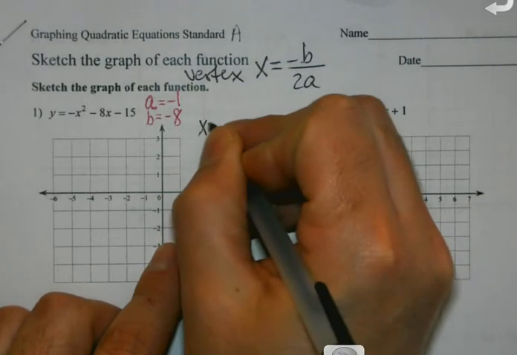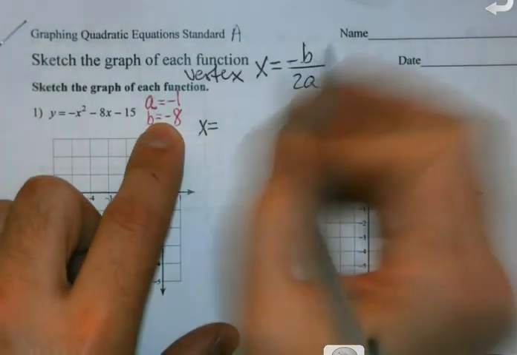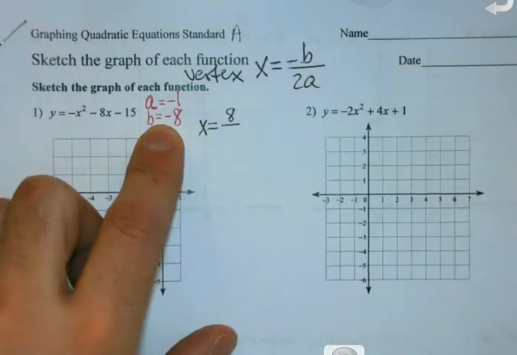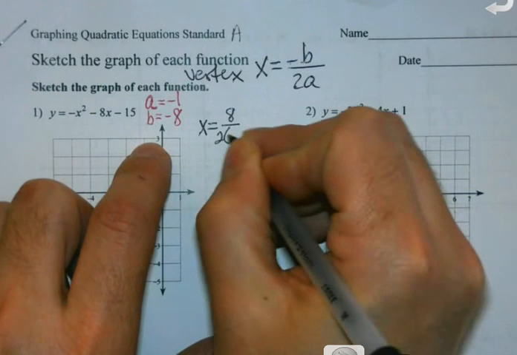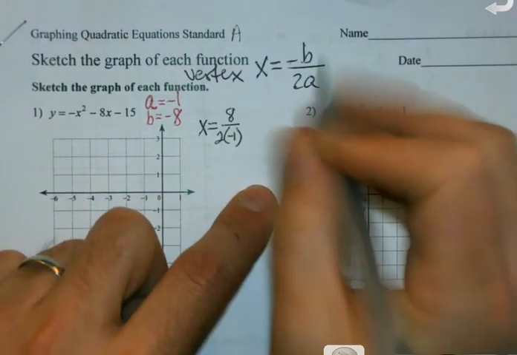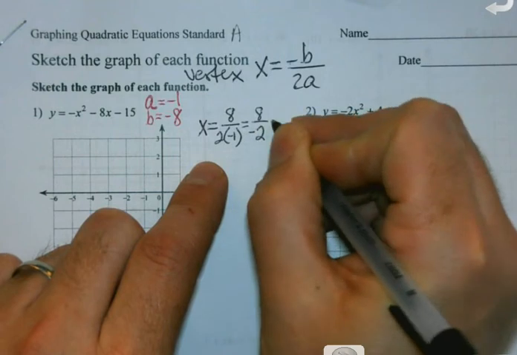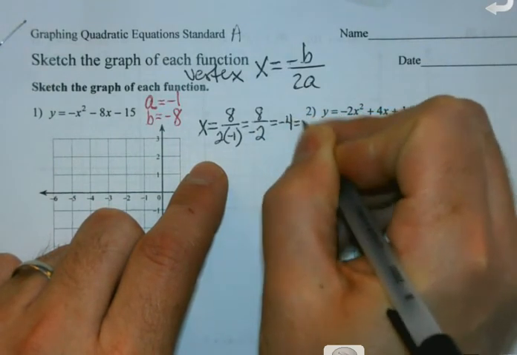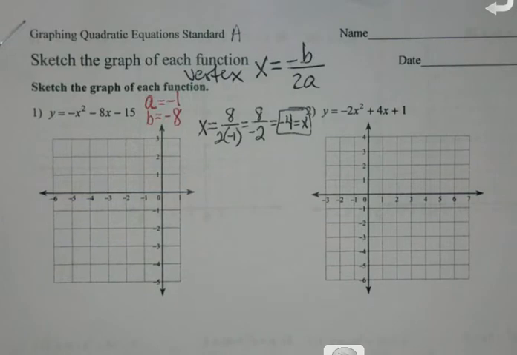So, to find that x value, it's negative, or the opposite of b, so it's the opposite of negative 8, which is positive 8, over 2 times my a, which is negative 1. So let's see here. 2 times negative 1 is negative 2. And when I divide that out, I get the x value of my vertex. Now, I'm going to show you a little bit of the longer way on this first one, and I'll show you how to shorten it up again when we get to number 2. So that's my x value.